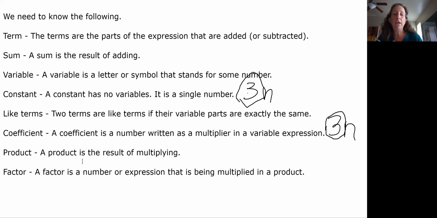What's another definition? Product, that's just what you get when you're multiplying. And then a factor is a part of the product. So it's what's being multiplied together in order to get your product. That's called the factor.